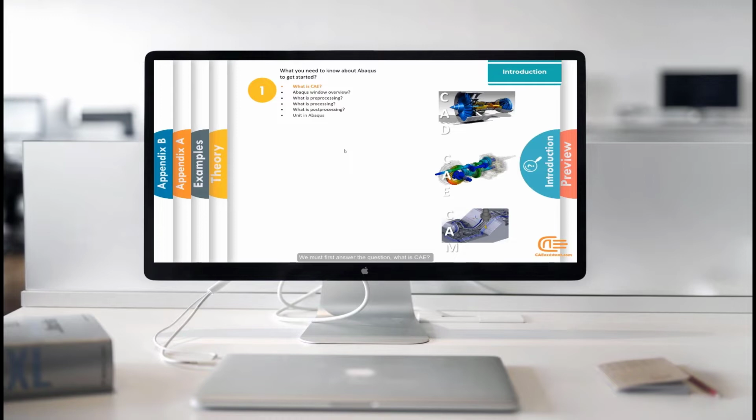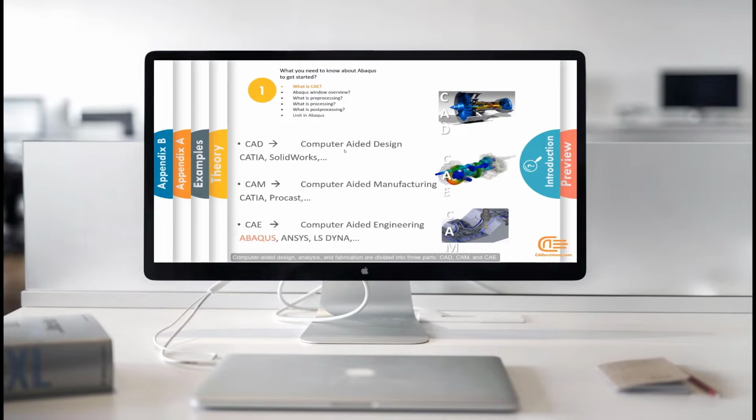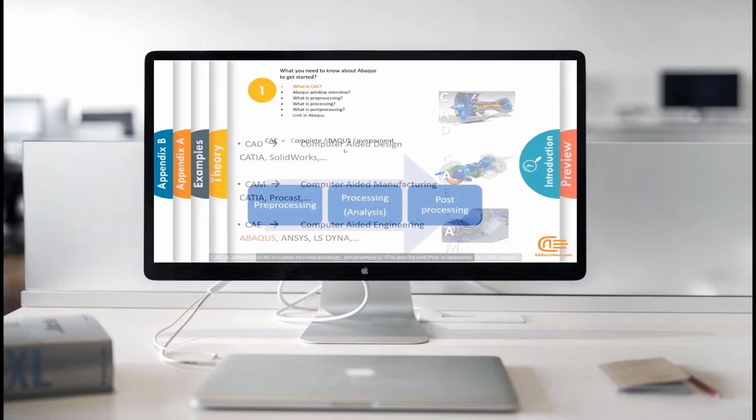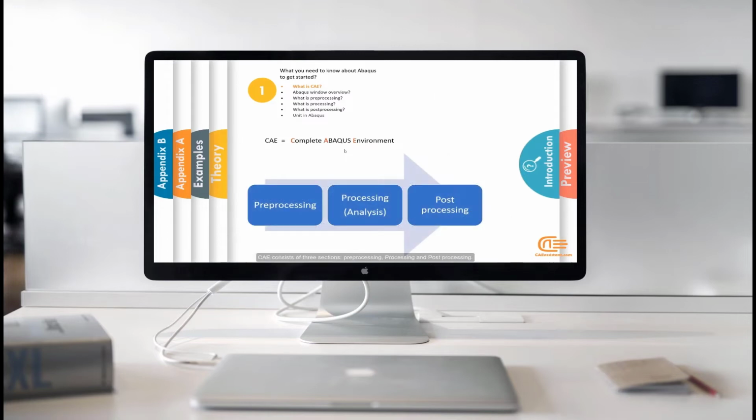We must first answer this question: what is CAE? With the advent of technology, the use of computers in solving problems and making various products has been expanded. Computer-aided design, analysis, and fabrications are divided into three parts: CAD, CAM, and CAE. CAE consists of three sections: pre-processing, processing, and post-processing. We will explain each of these three sections in following slides.